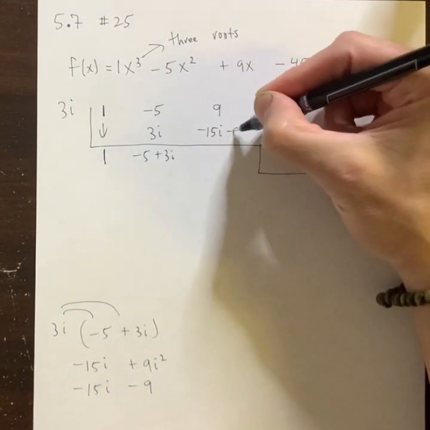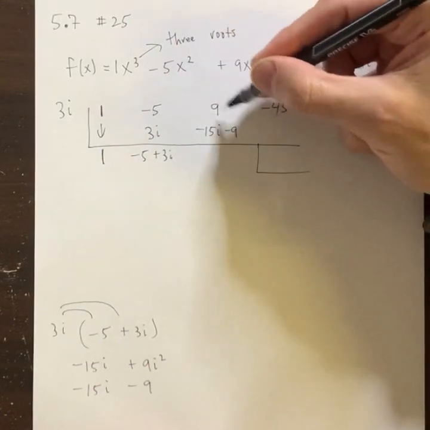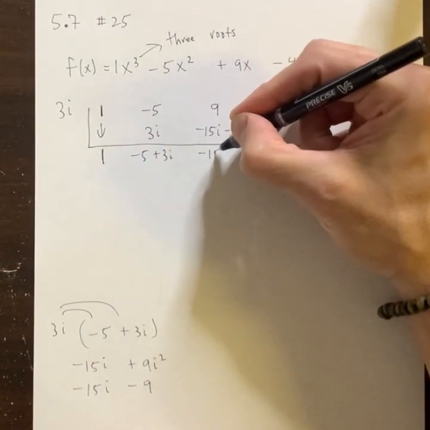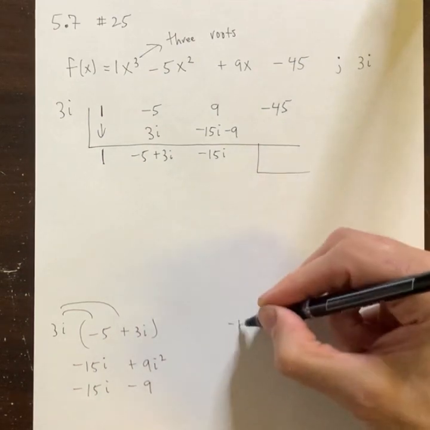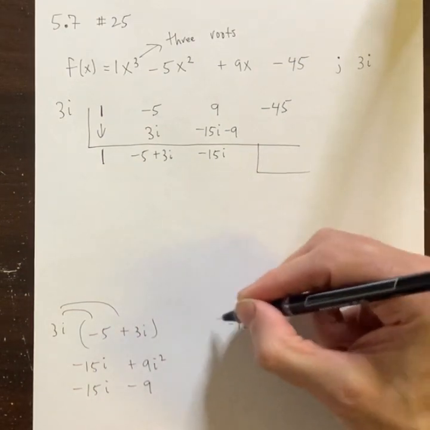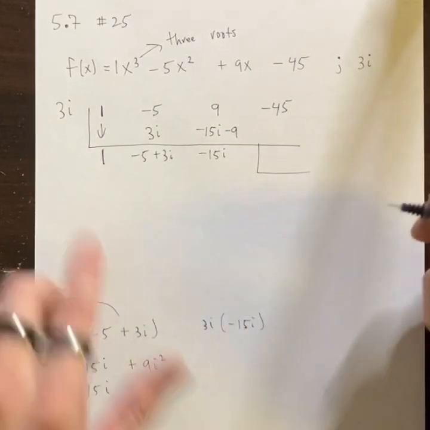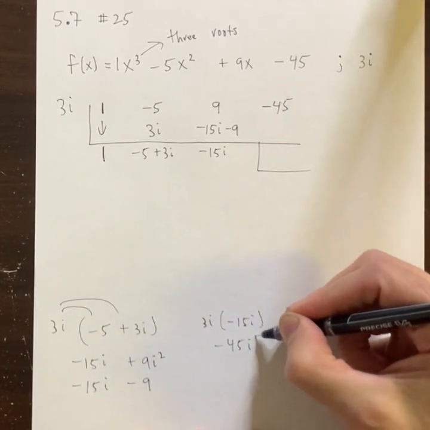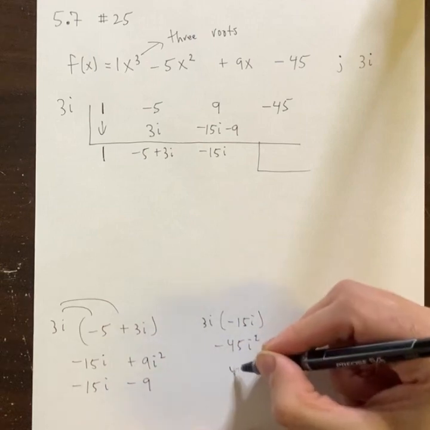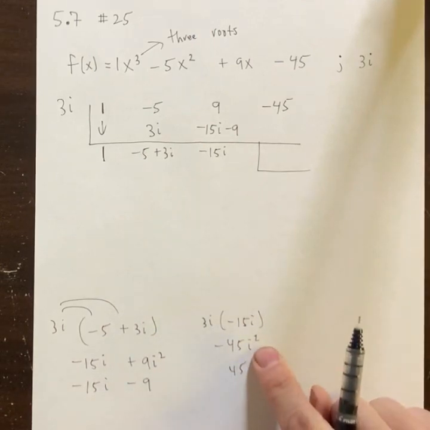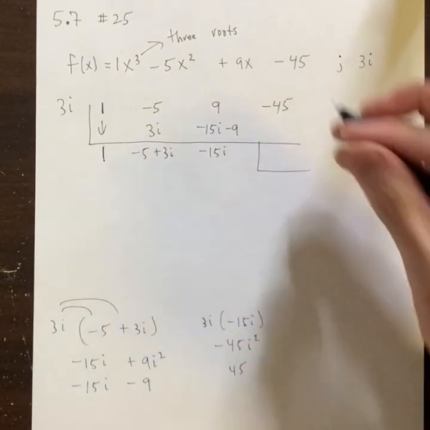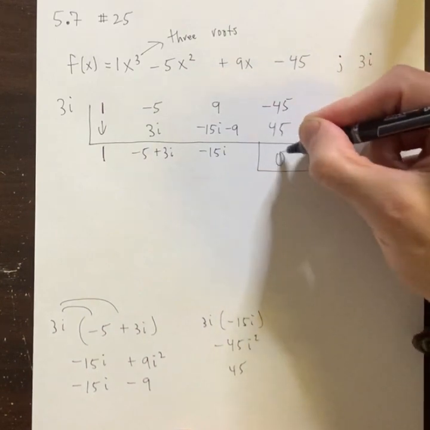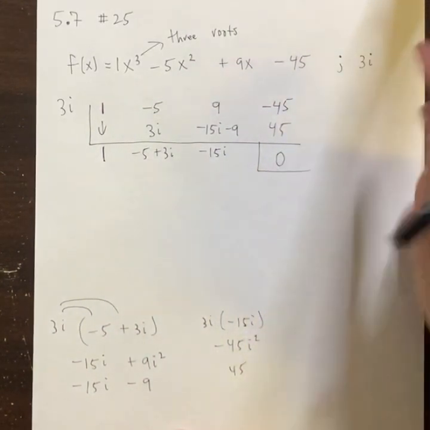And this works out so conveniently because when you add these numbers, the 9's eliminate. And it's negative 15i. And so I have negative 15i times 3i. When you multiply these, it's negative 45i squared because it's i times i. But then i squared is negative 1, and negative 1 times the negative 45 turns it into 45. And that's convenient because the remainder is 0, as it should be because this was a root.